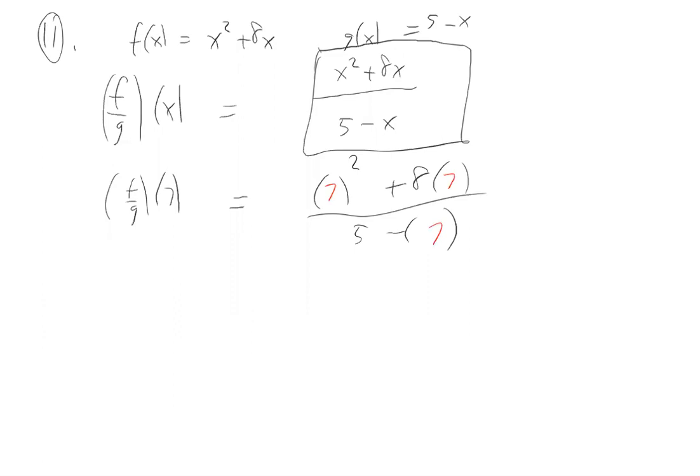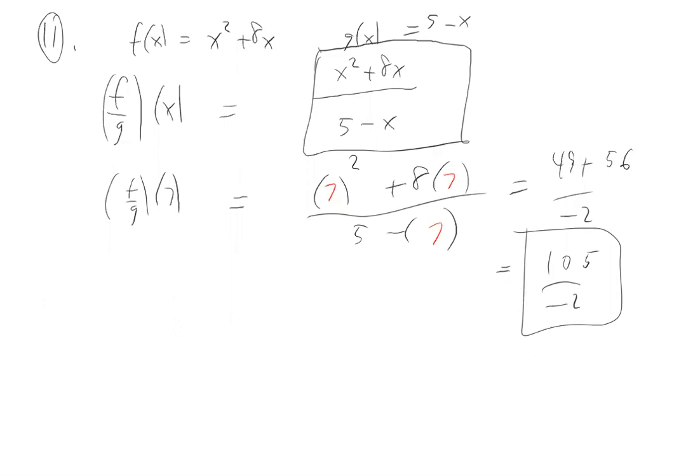And then 7 squared is 49, plus 8 times 7 is 56. And 5 minus 7 in the bottom is negative 2. So I have 49 plus 56, which is 105, divided by negative 2. So there we go. That's the answer, 105 divided by negative 2.